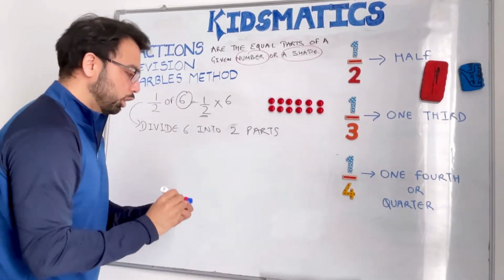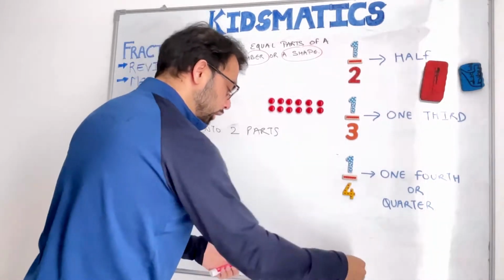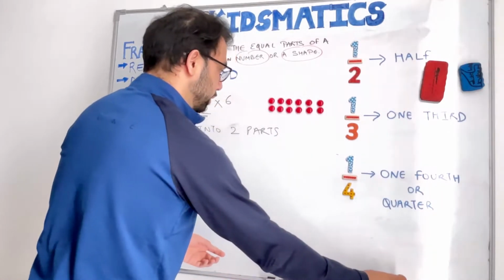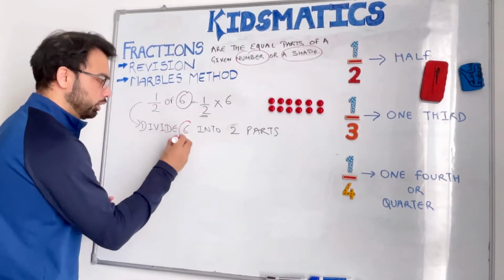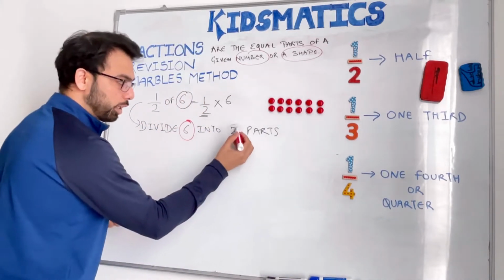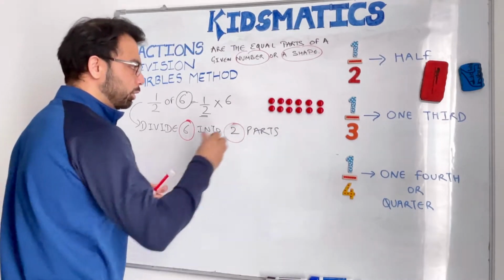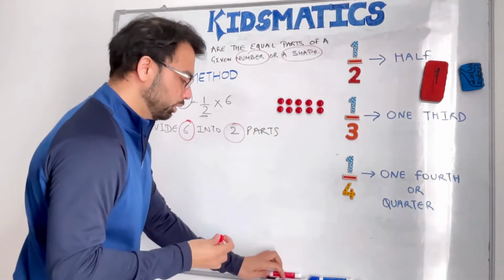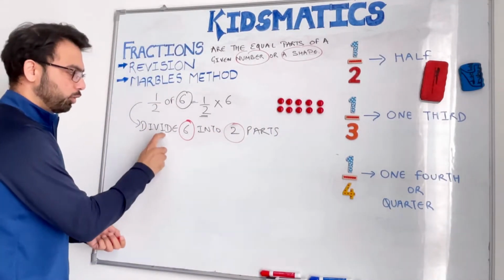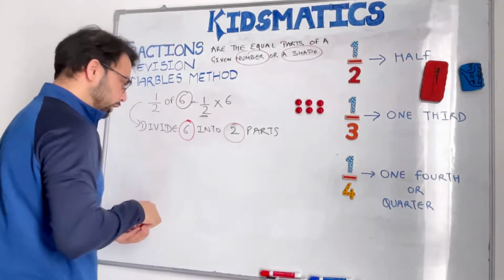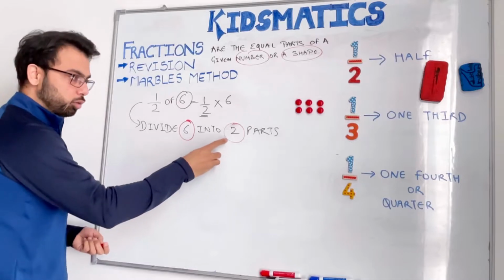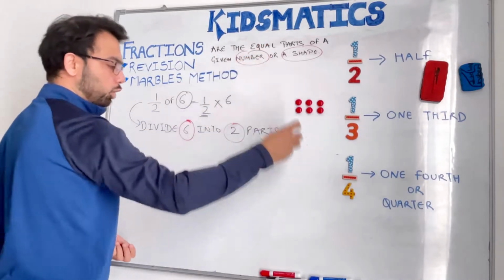Now if we wanted to solve a similar question with the help of marbles, what are we going to do? What do we have to divide? We have to divide the number 6 into how many parts? 2 parts. So let's take 6 marbles, because why 6? Because we have to divide the number 6, right? So let's take the 6 marbles. And how many parts do we have to divide into? 2. And remember, fractions are equal parts, right?